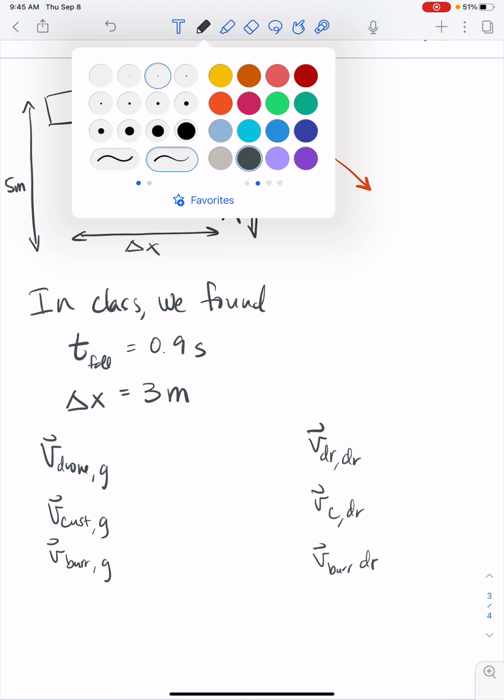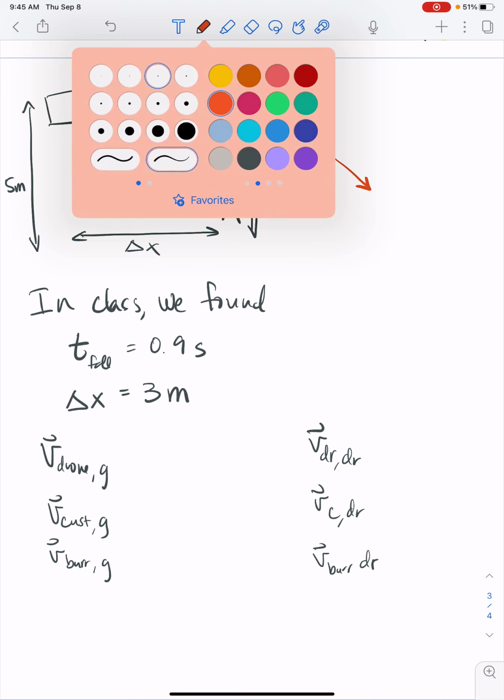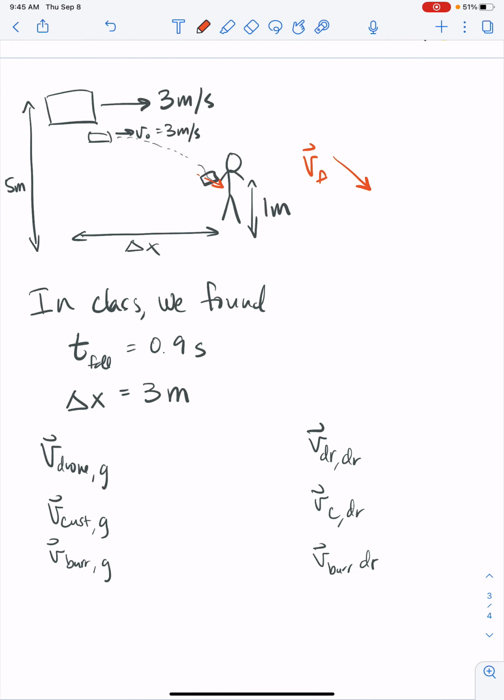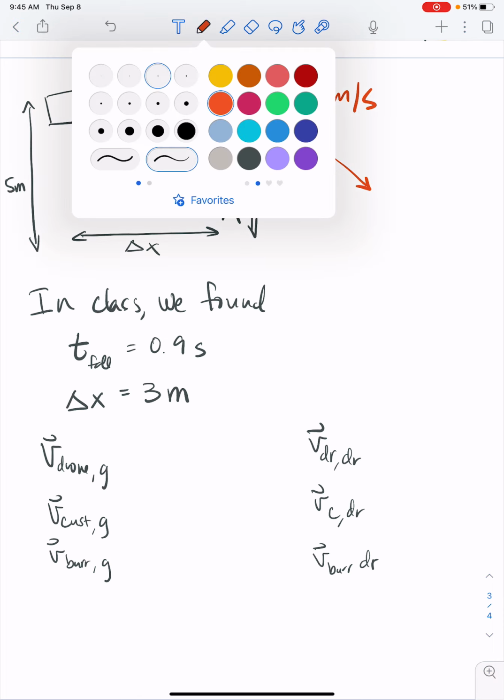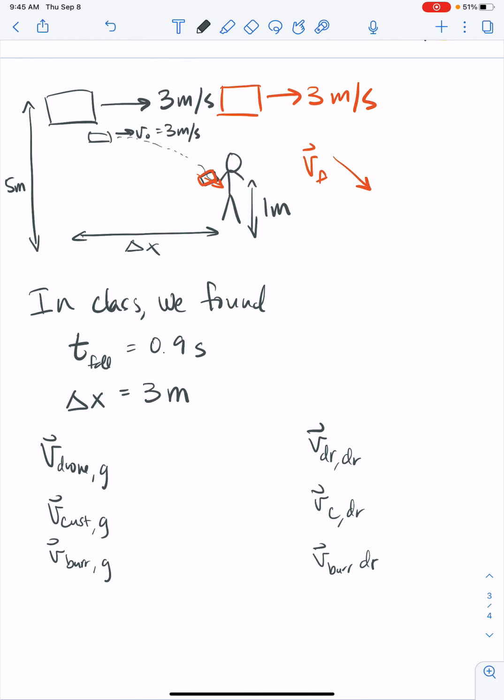So let's think about, I'll draw the later time in orange. We've got the burrito here. The drone is now here. It's still moving straight to the right at a velocity of 3 meters per second. And this is in the ground frame, right? So that velocity is 3 meters per second i hat.